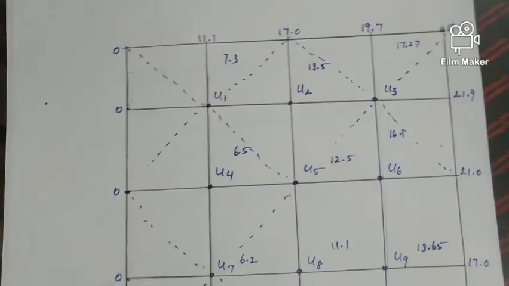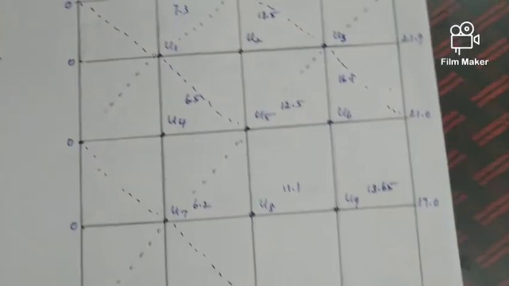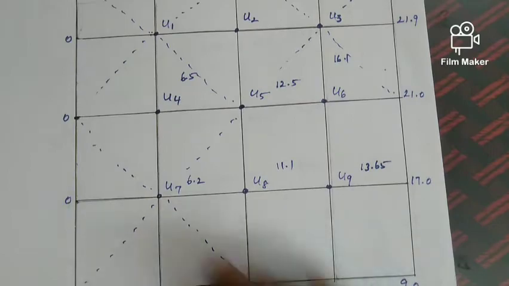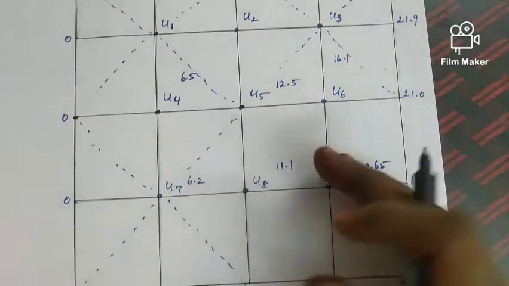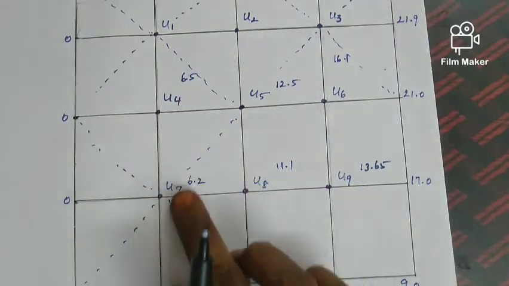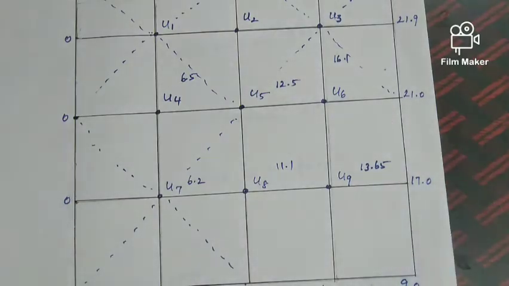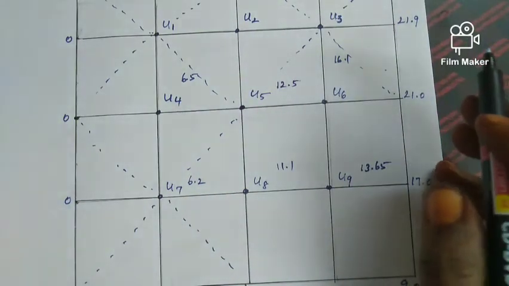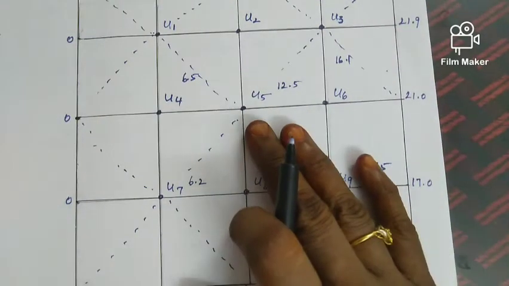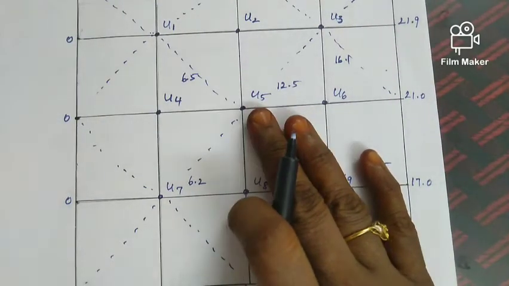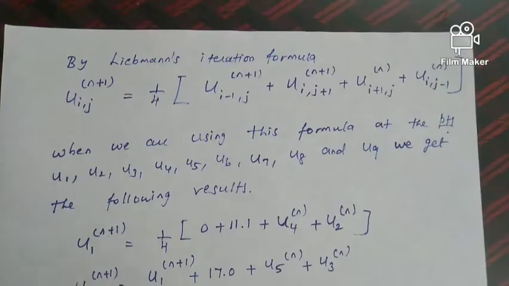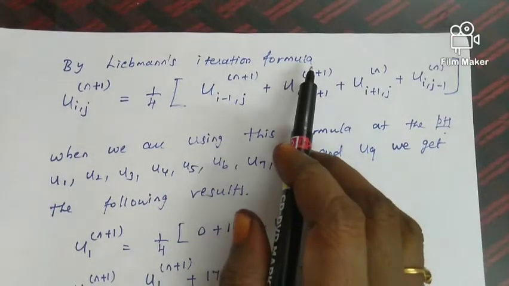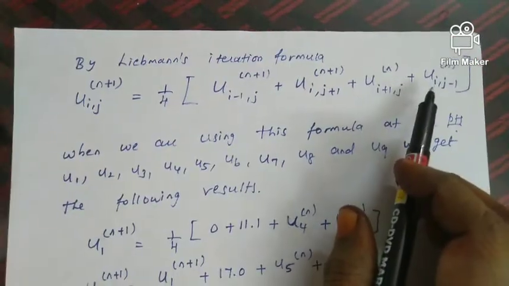Next we are going to apply Liebmann's iteration formula. After applying the iteration formula, we are going to get intermediate values. All the values we mark in the diagram, or if you want you can do it in the usual procedure. If two successive values are equal, we can stop the iteration. So this is the procedure. Next we apply Liebmann's iteration formula. By Liebmann's iteration formula, we are supposed to write the formula first.